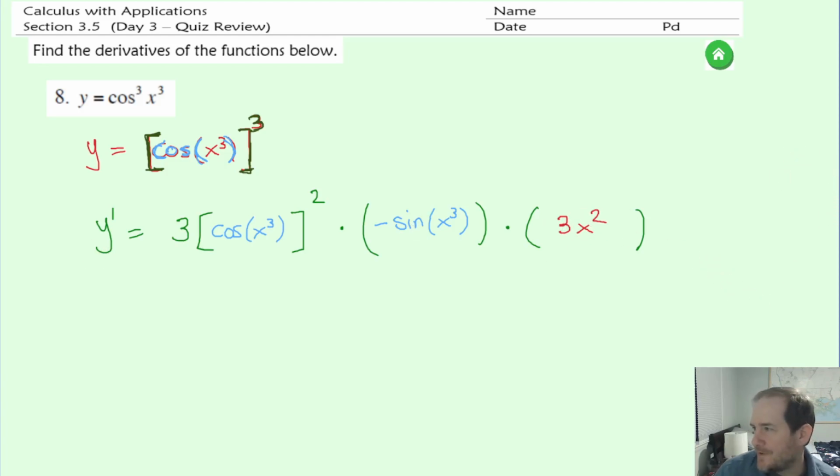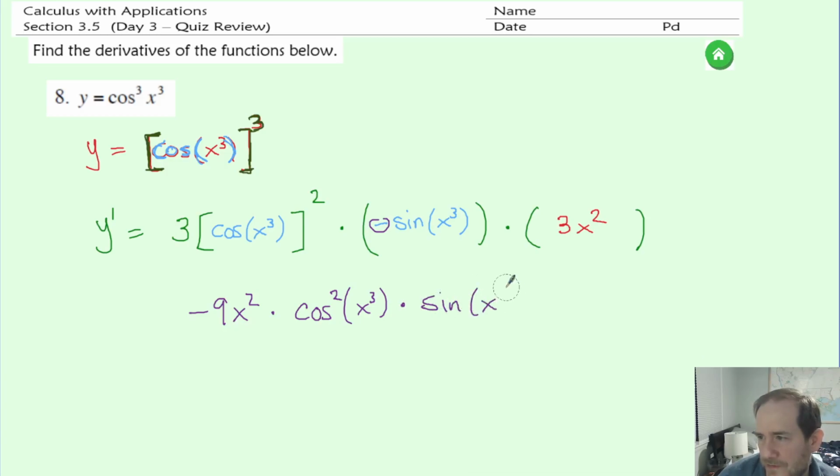And if we put all those pieces together, we'd be looking at, let's see, negative 3x squared times 3 is negative 9x squared. Now this cosine function is squared, so that would come before the sine. So it'll be negative 9x squared times cosine squared of an x that is cubed times the sine of an x that is cubed. That'll do it.